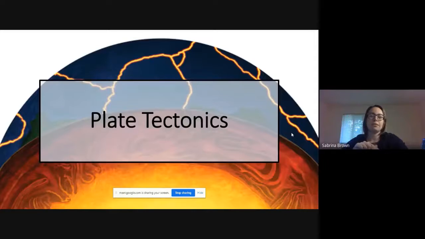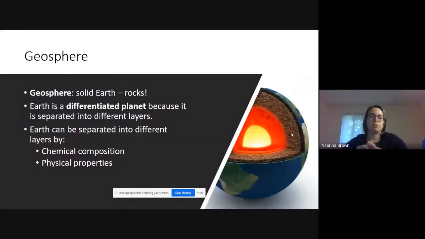Hey everyone, so today's lecture is about plate tectonics. And so quickly, let's review the geosphere because plate tectonics has a lot to do with how the geosphere functions. And so remember, geo means earth or rocks. And so when we're talking about the geosphere, we're talking about the solid earth.